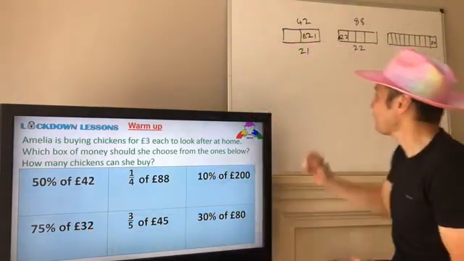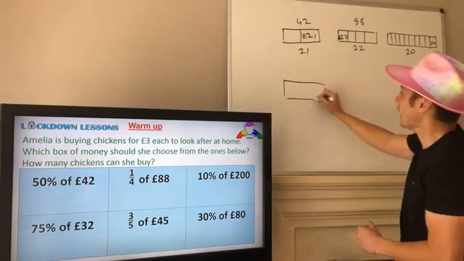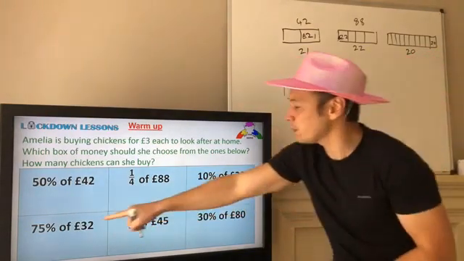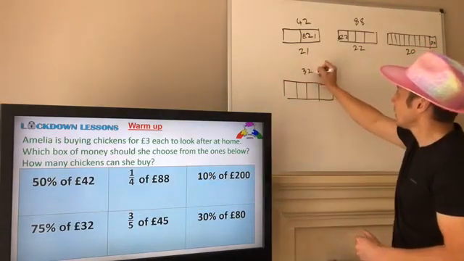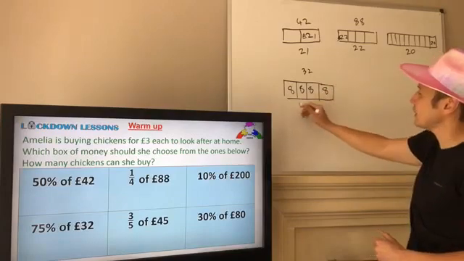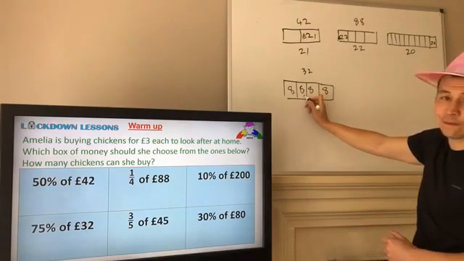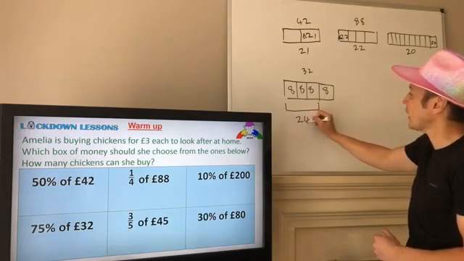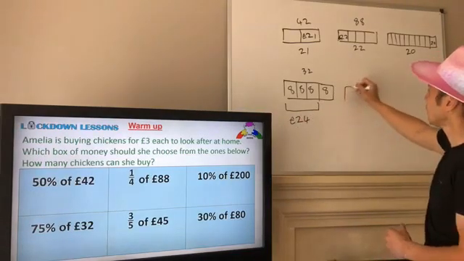This one here, 75%. I think that's tough to find. Always split into 4s to start with. So 32 split into 4 parts. Divided by 4 is 8 in each one. Now we want 75%, 25%, 50%, 75% is those there, which is £24.